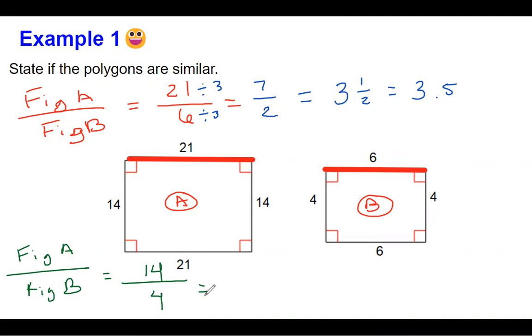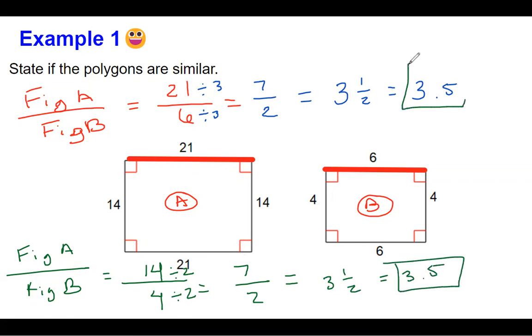Okay, how do we simplify this one? Divide by 2. So we're left with 7/2. We already have that same ratio. You can make this into a mixed fraction. So we have 3 and 1/2, or 3.5. But since they're both equivalent to each other, do we have similar figures? Yes, they are similar.